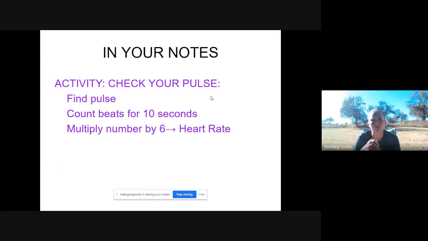Now, if I said right now, let's everyone jump up, do 10 jumping jacks, and then check your pulse, obviously your heart rate's going to go higher because it's having to work, because it's needing oxygen to those muscles that you're about to work out. But just resting, your heart shouldn't have to work as hard.